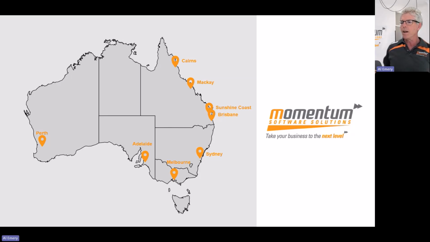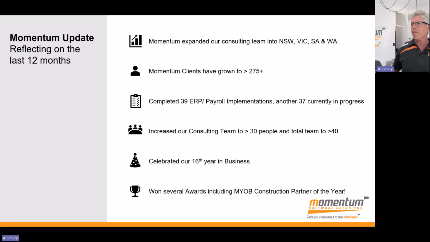So we've really been on a fantastic journey to a national organisation. And then a few highlights over the last 12 months. So yeah, we have expanded into New South Wales, Victoria, South Australia and Western Australia. Our total client base continues to grow. We have over 275 businesses using the ERP products that we sell and implement and support.